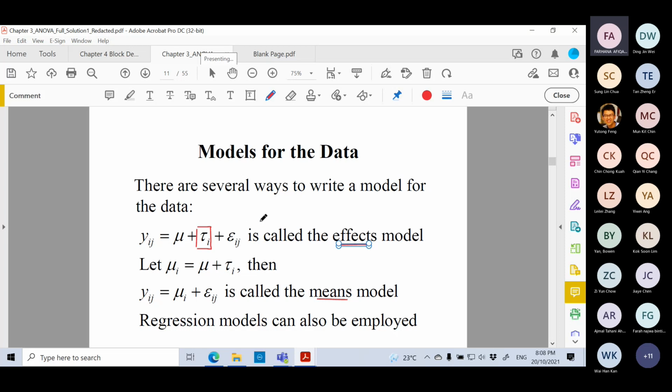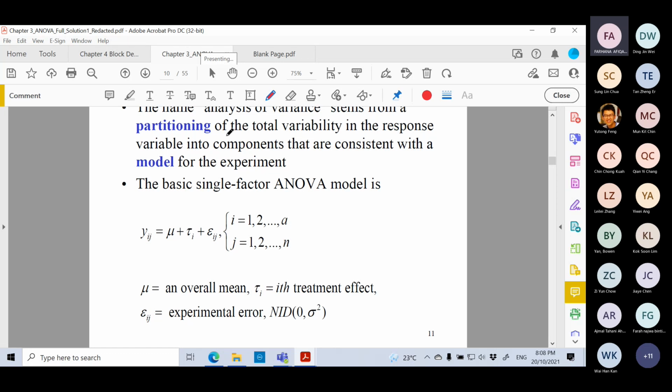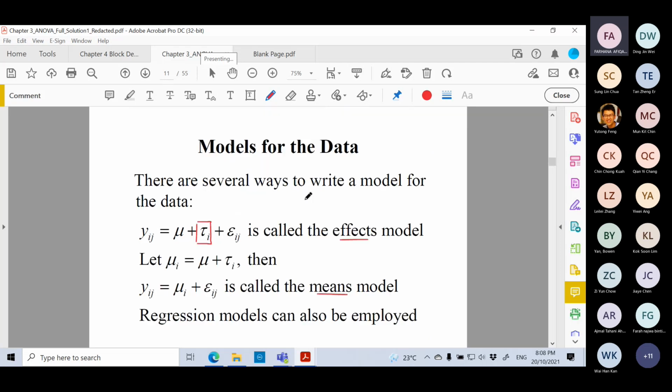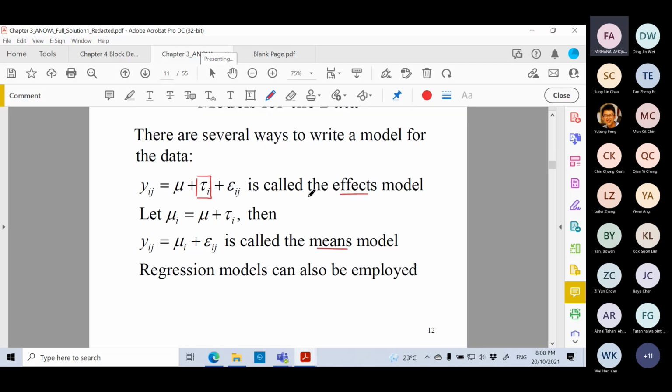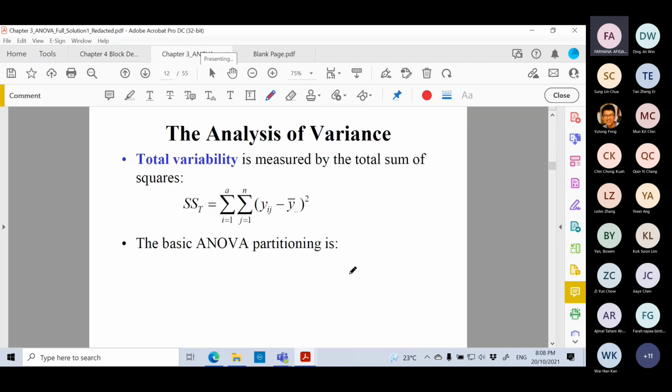So now we start to do the analysis using the analysis of variance. Just now I mentioned that we are studying the total variability and trying to partition it out. So how are we going to partition it out? First we need to know how it is arranged. The total variability can be measured by the total sum of squares.